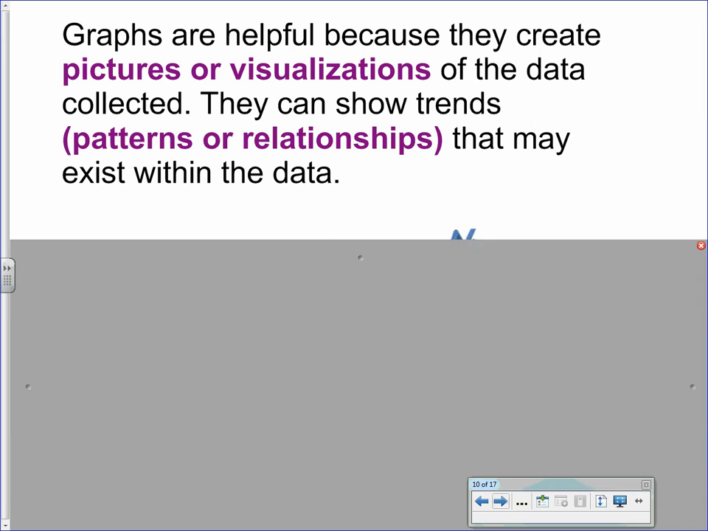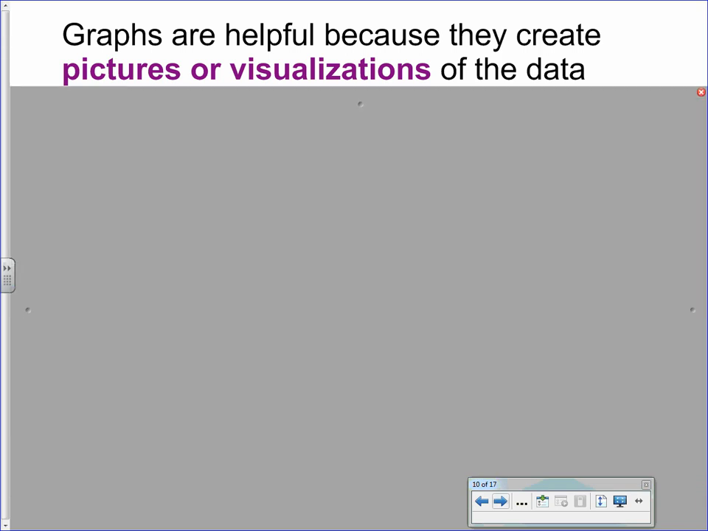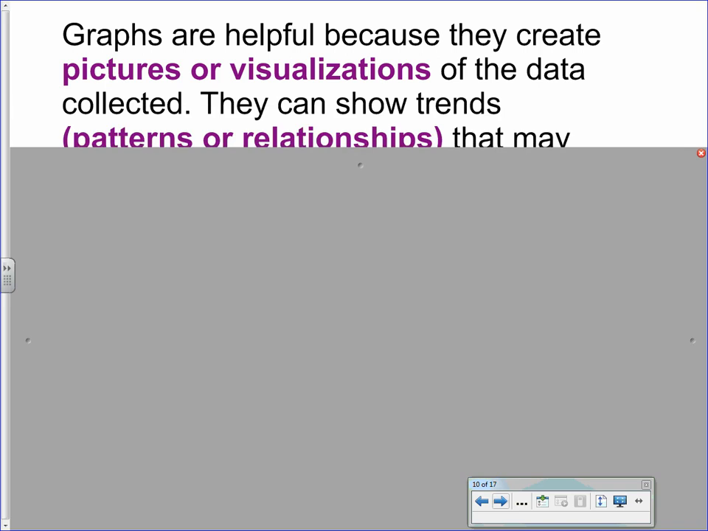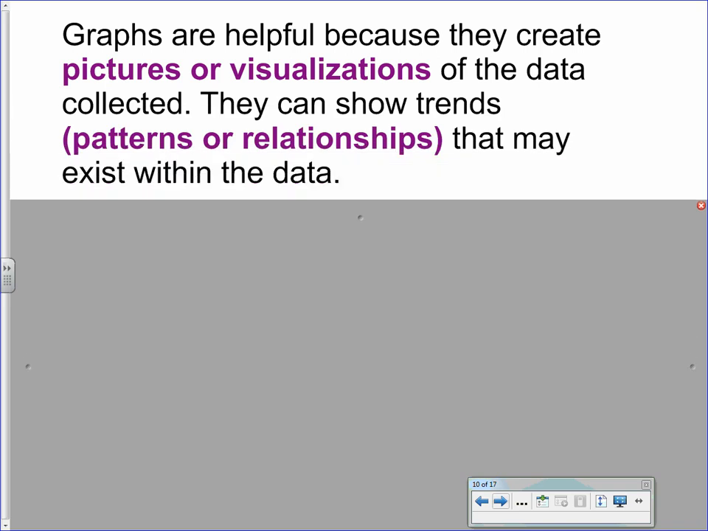Graphs. Okay, graphs are helpful because they create pictures or visualizations. So I mentioned this before already. The reason why we graph is because it makes things easier to see. Another word for that is a visualization, when you're visualizing what's going on in the experiment, right? If you have this visual, now you can see trends, which are patterns or relationships that may exist within the data. That's pretty much what scientists do all the time. They just look at information and they try to figure out a relationship in order to make something better.